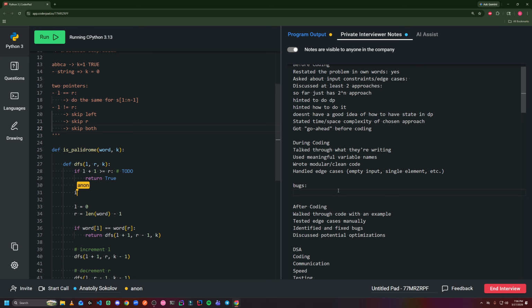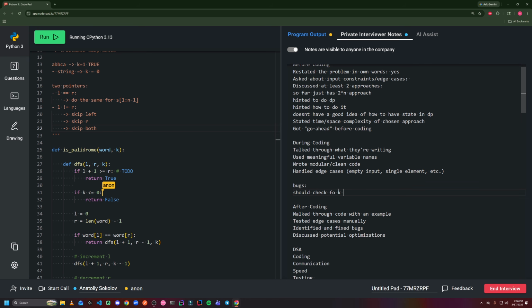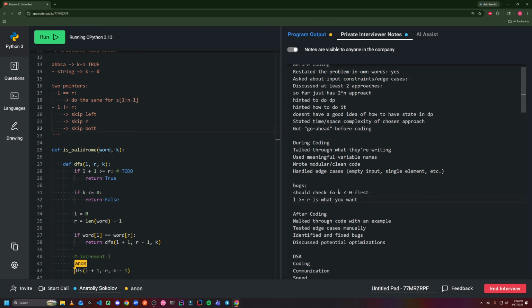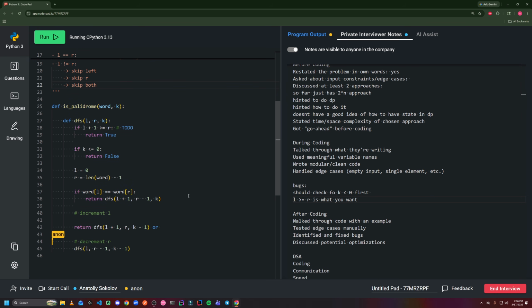All right. And then if K has dropped below 0, so if K is below 0, then we've used up all of the potential removals, so that doesn't work. And so for this, I want to return, if either of these works, then we're happy. So I think this needs to be an OR. Okay.